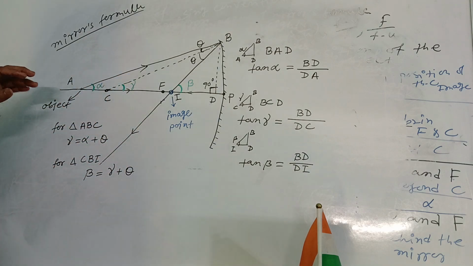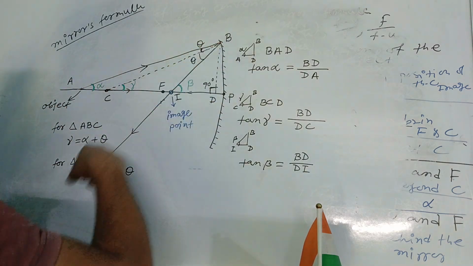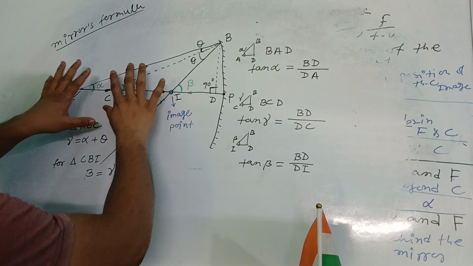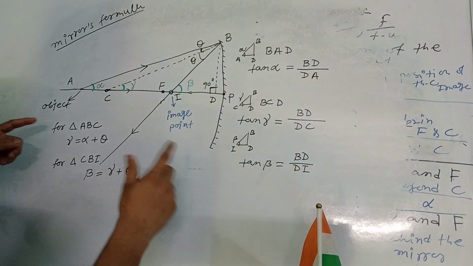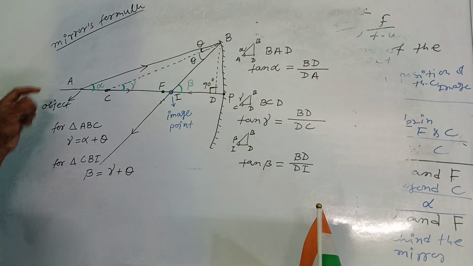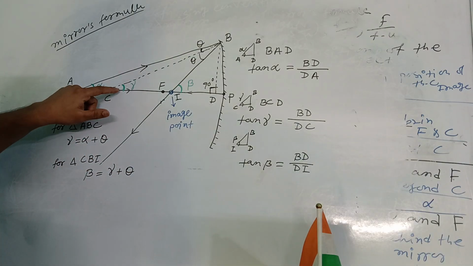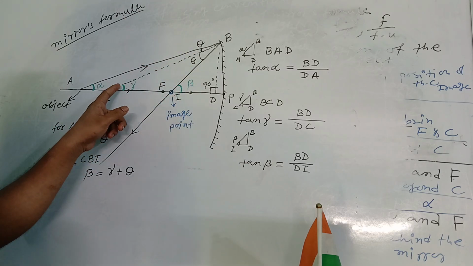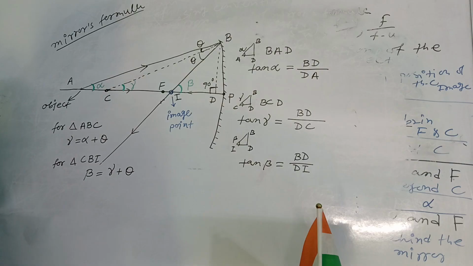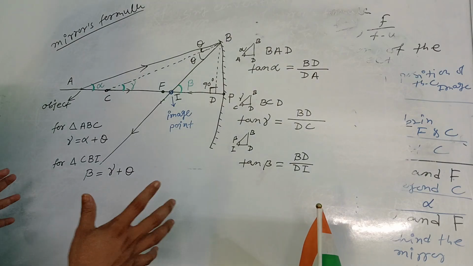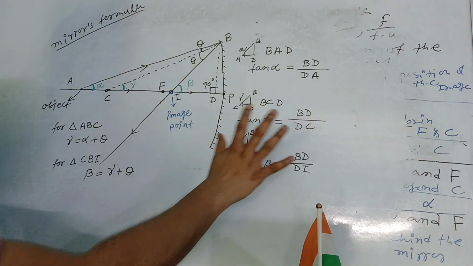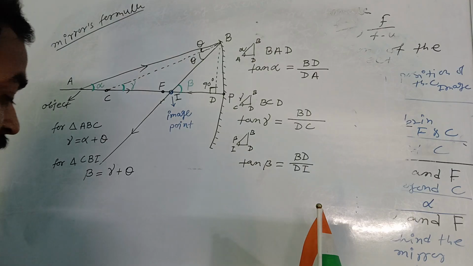So the mirror, incident ray, reflected ray, normal, image point, object, alpha, beta, gamma, and this relation: exterior angle is the sum of the opposite interior angles. So for this triangle, gamma is alpha plus theta. For this triangle, beta is gamma plus theta. Is it clear? Now let me prove this, and then I will use a different color to show the triangle. Otherwise now it is clear.